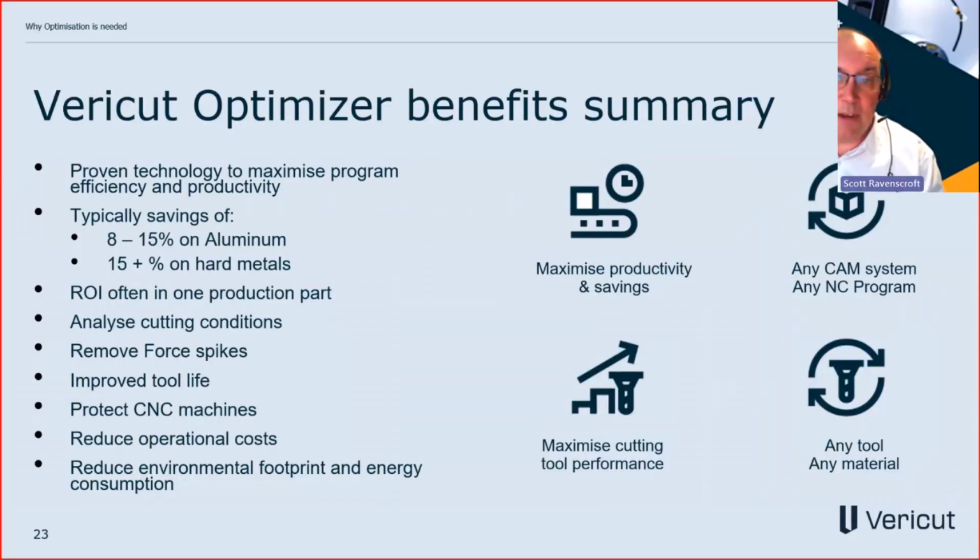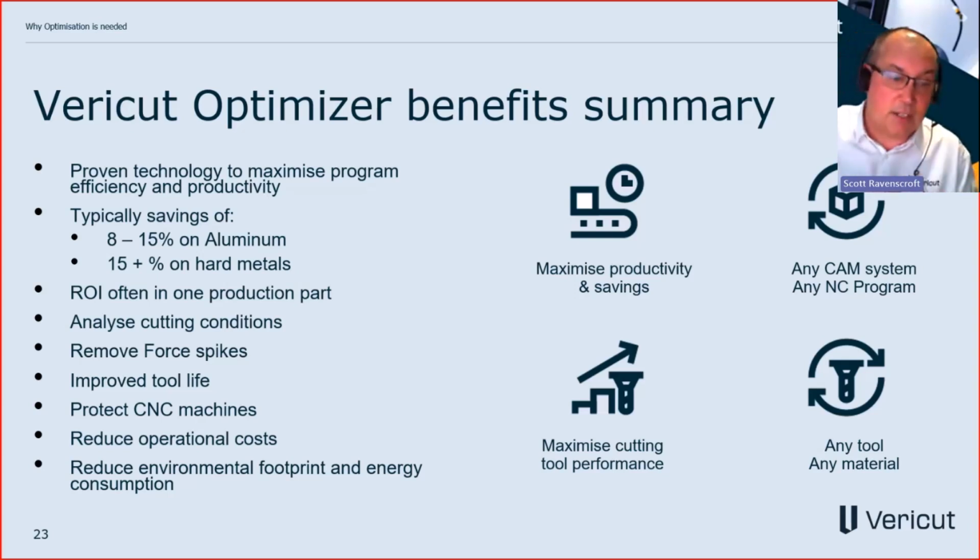So just to wrap up on the benefits here, we can typically look to save 15% plus on hard metals, and on aluminium, anything up to 15%. This technology is mature technology. Force has been available in Vericut for a very, very long time. This product has been born out of that technology, so it's not like we're just reinventing things. Force has been on the market for about 10 years. So the technology behind Vericut Optimizer is very mature, very well proven, and very well established.